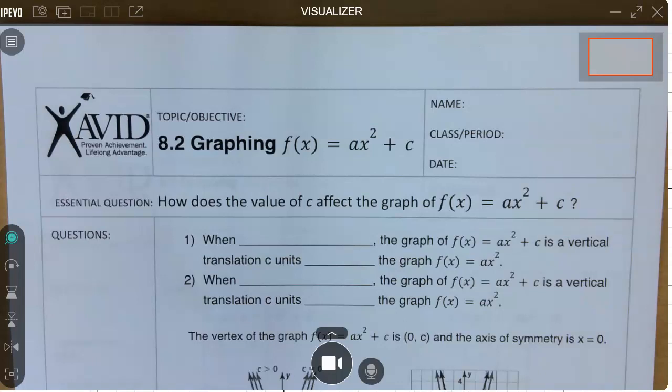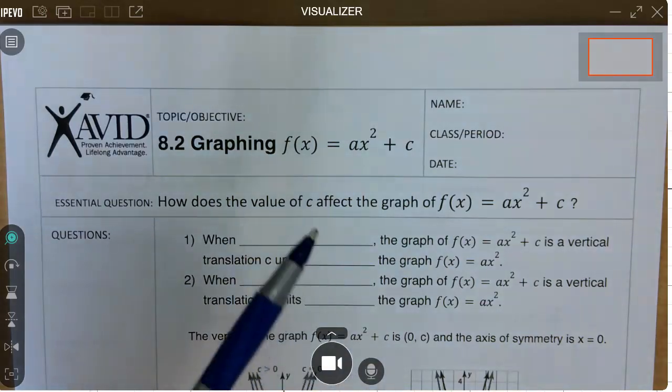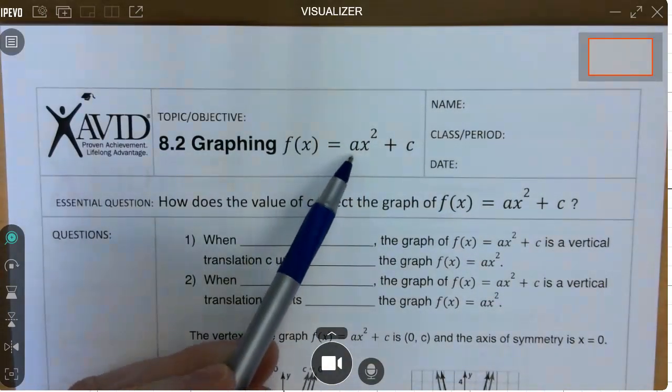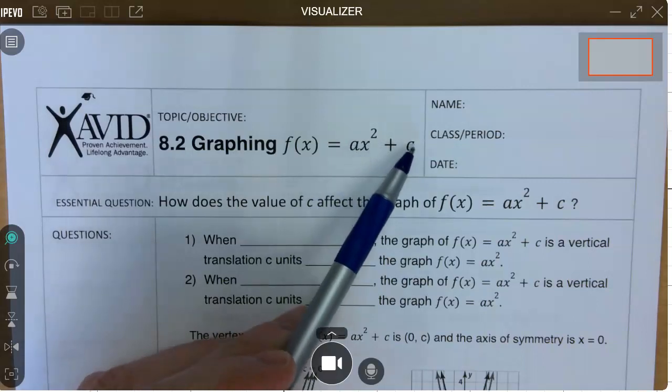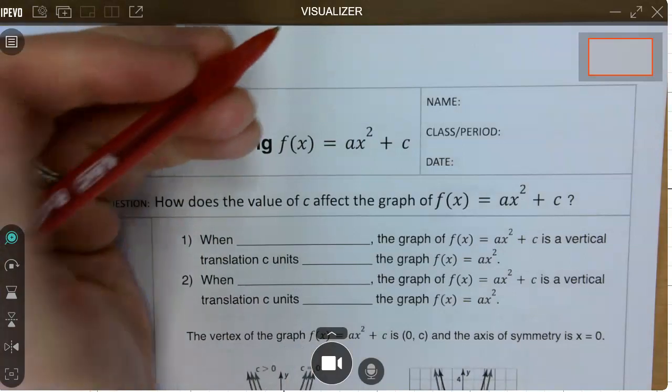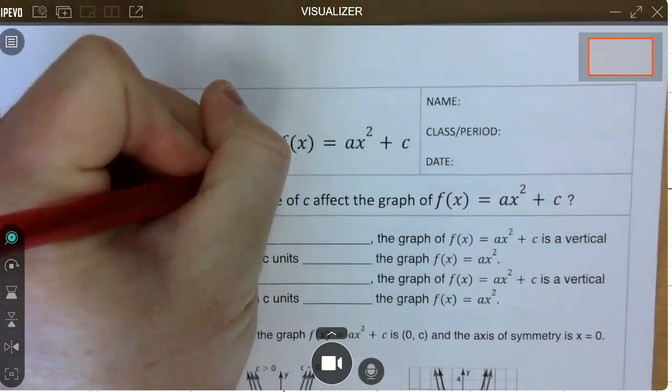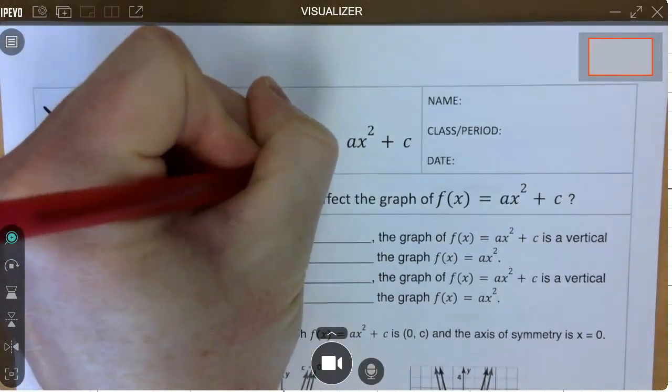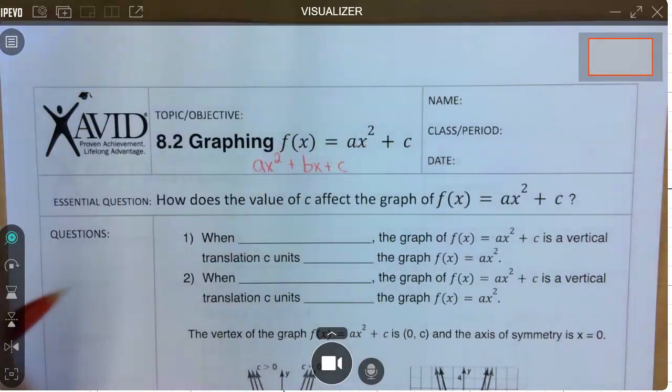Alright, here we go with 8.2 graphing quadratics, but you see the big difference in our topic and objective is it's not just ax squared, but we've added a c value. So remember that the other day in the 8.1 notes, we said that the standard form for a quadratic is ax squared plus bx plus c.